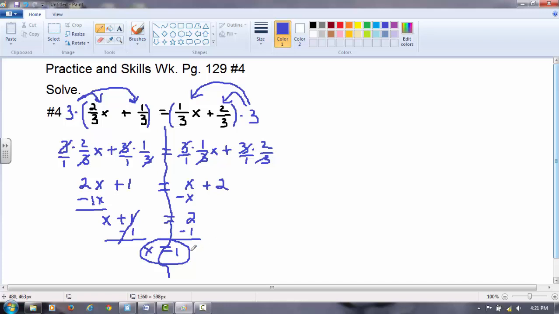If we wanted to check it, we could take the 1 and substitute it back in for the x. We'd get 2/3 plus 1/3, which is 1. And then over here, do the same thing, put a 1 in here. 1/3 plus 2/3 is 1, and 1 does equal 1. So we know it checks out. We know we have the right answer. So we're done with that.